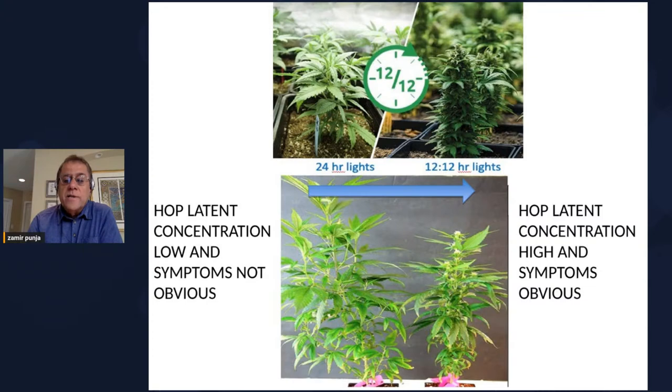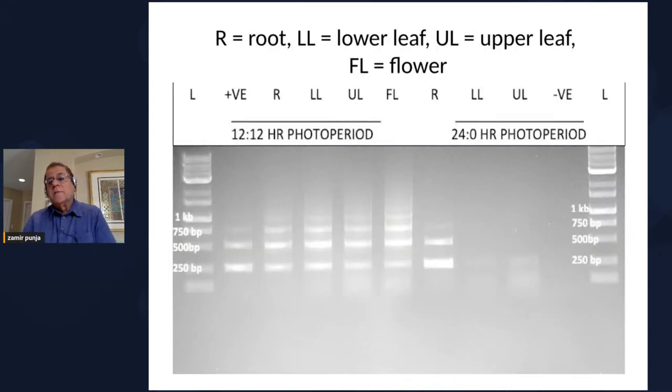And when you look at the concentration of hop latent viroid, it was quite surprising that when you have a plant that's growing vegetatively under a 24-hour period, we know it's infected because it's in the roots, but it never moved up into the lower leaves or the upper leaves or the flowers. But when you put that plant into a flowering situation, 12 hours of photoperiod, notice the dramatic spread of hop latent viroid way into the flowers, upper flowers and lower leaves and so on. We don't really know why. All we know is that the 12-hour photoperiod that's used to flower is causing this viroid to move, or at least to be distributed into the flowers.